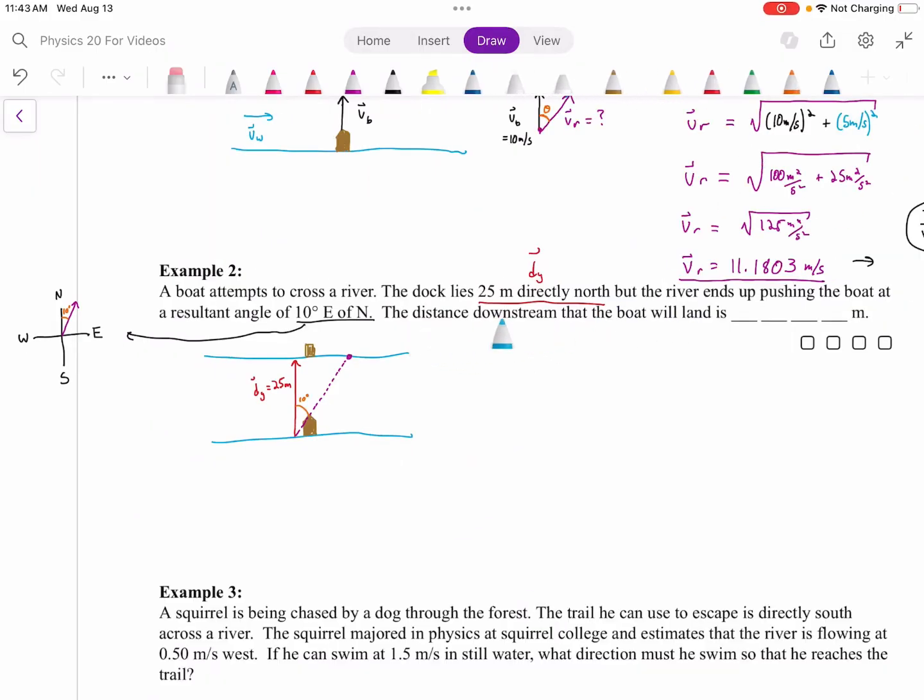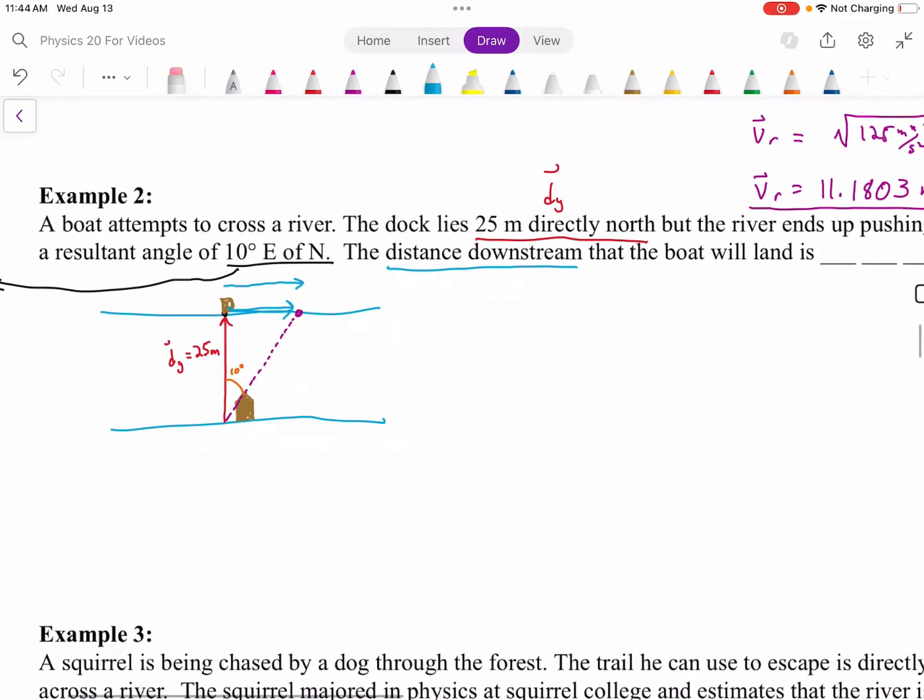And so what we want to figure out is the distance downstream that the boat will land. So what that means is, how far is it downstream from where it was trying to go, right? It was trying to go here, but it ended up, well, I should maybe draw the dock there then, I guess. It was trying to go to the dock, right? How far did it end up downstream of the dock? Well, if we take a look at that, really just what I need to find then is the boat's horizontal displacement, right? It ended up with a horizontal displacement because of the river pushing it.